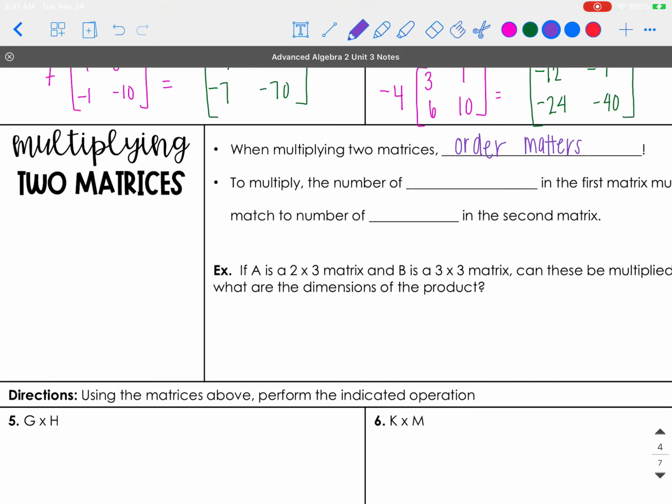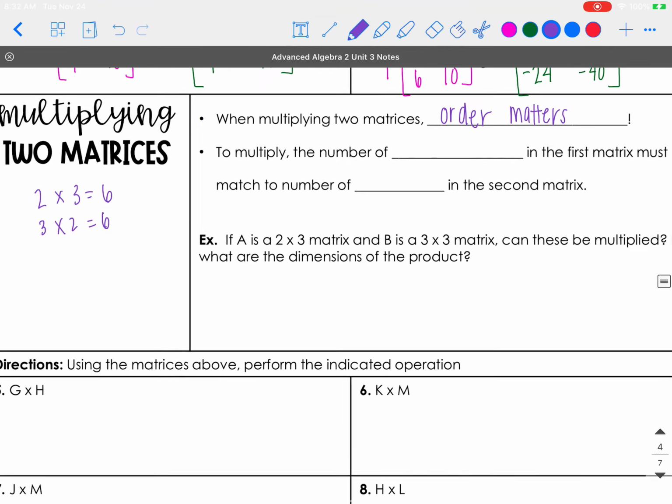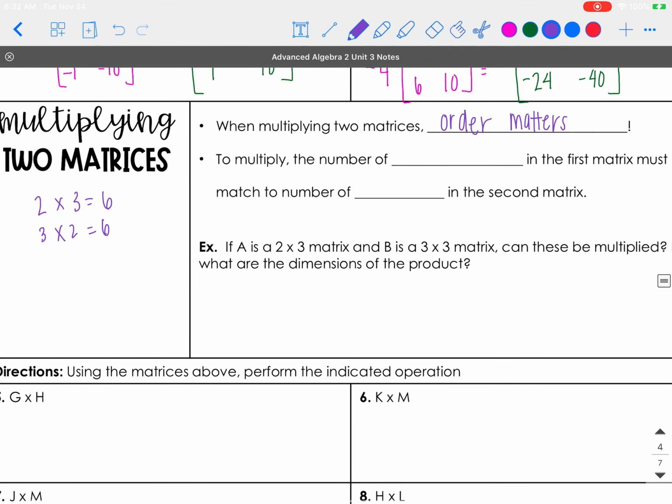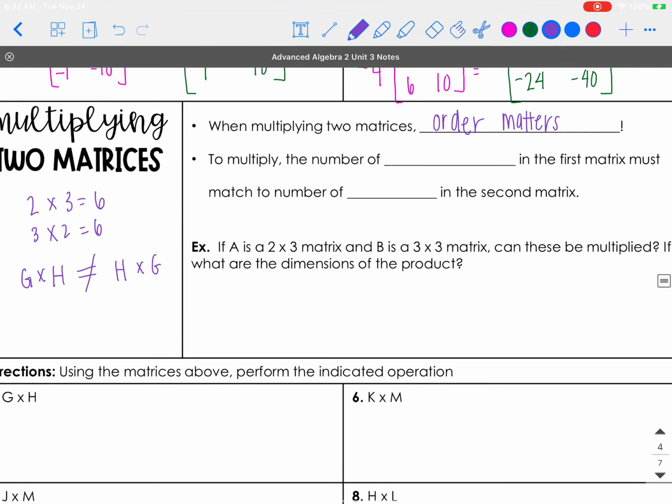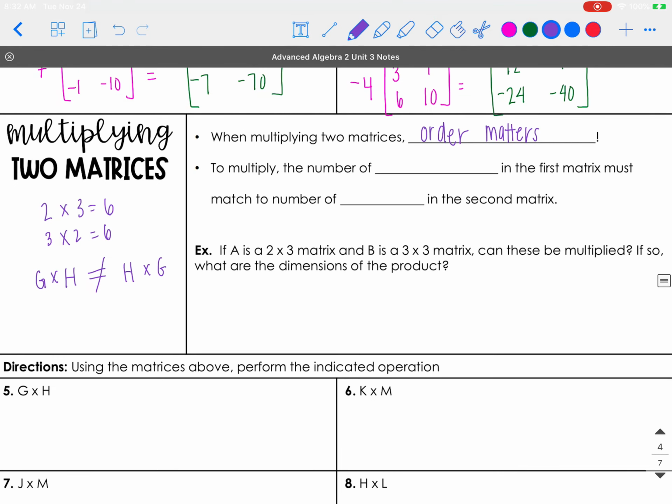So for example, in regular multiplication, 2 times 3 is 6, and 3 times 2 is 6. It doesn't matter which way you write it. But if you're multiplying matrix G times matrix H, that is not the same as H times G. So you have to be very careful with how you type it in, and don't get confused with, oh, I can do regular multiplication either way. It's not the same.